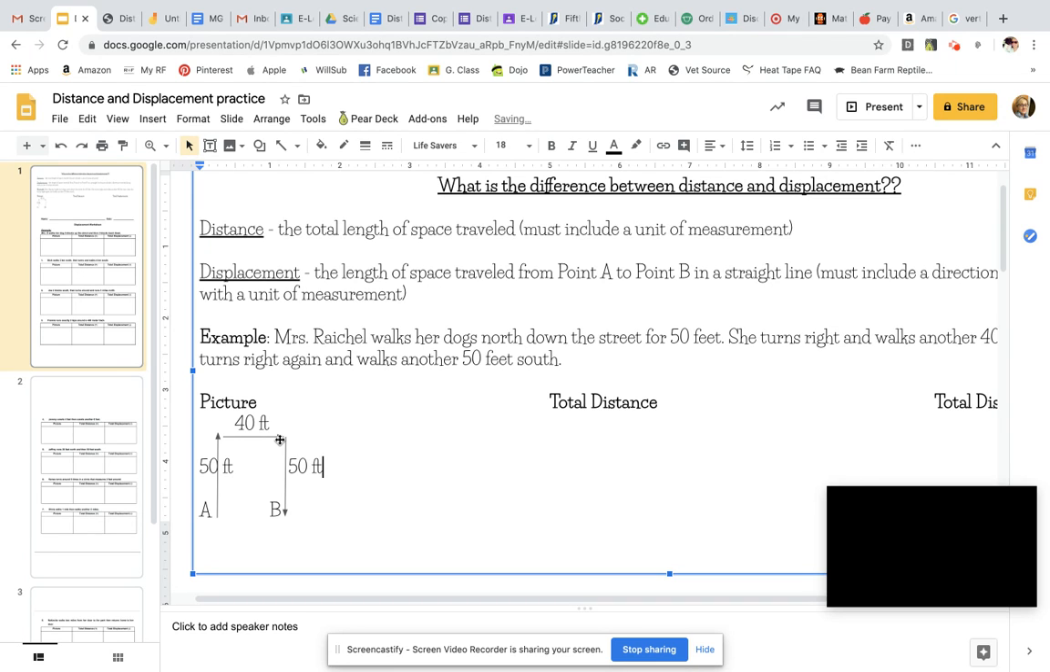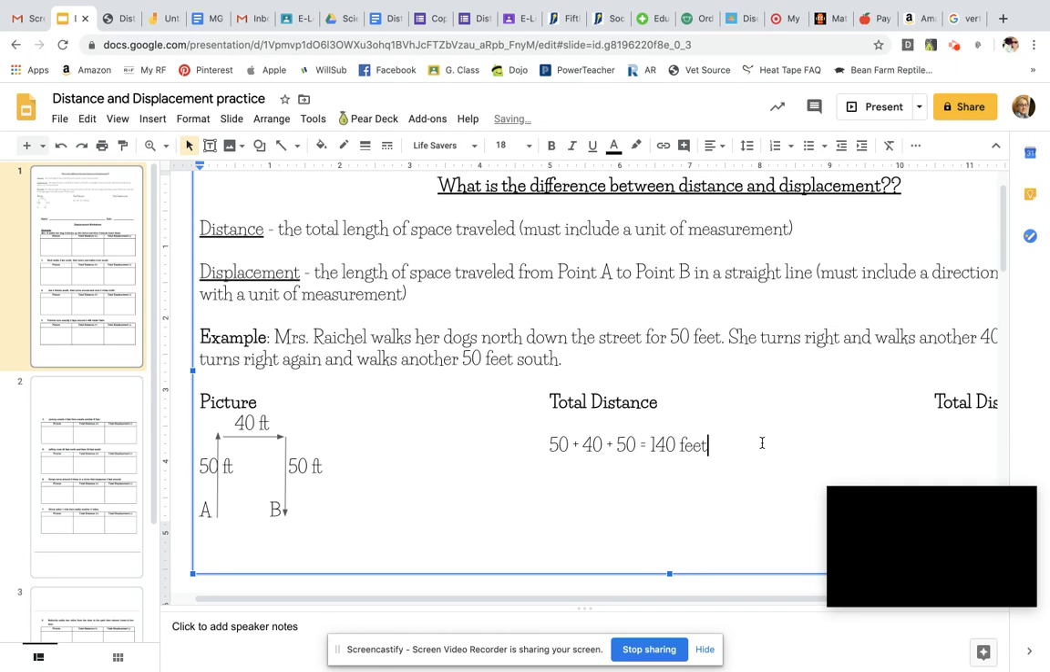And this one right here was another 50 feet. So, thinking about what is total distance, looking back up here, the total length of space traveled, then I'm going to add up 50 plus 40 plus 50, which equals 140. You do need to include a unit of measurement. So what was I measuring? It was feet. So the total distance traveled was 140 feet.